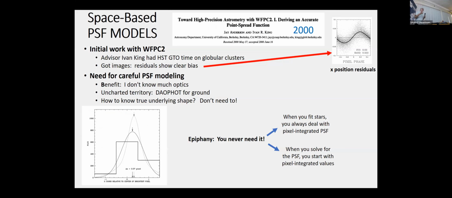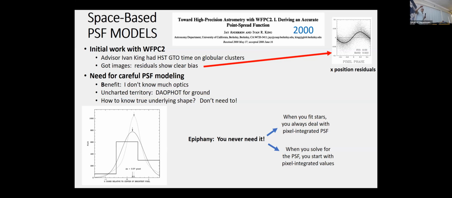So I did a lot of thinking about how we can model the PSF better. And thankfully, I don't know much optics. I think that's actually a benefit sometimes, because people that really know optics think that they need to find an optics-based solution for things, and they don't look for empirical solutions sometimes. So it was great that I didn't know optics, so I didn't know what should be there. It's uncharted territory. DAOPHOT and these other PSF modeling routines work for the ground with well-sampled PSFs, but they don't work at all for space.